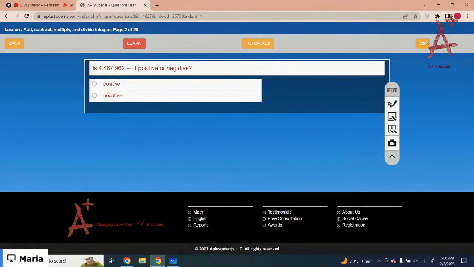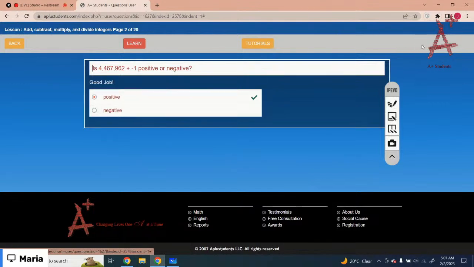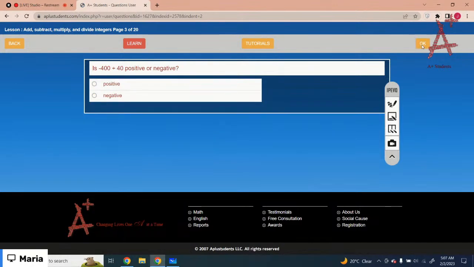Okay, is 4,467,962 plus negative 1 positive or negative? So you have to look for the number that has a greater magnitude. The greater one is 4,467,962. This is the positive one, so the answer must be positive. You have to look for the number that has the greater magnitude, the greater value. So if the greater number is positive, the answer must be positive. If it is negative, the answer is negative.